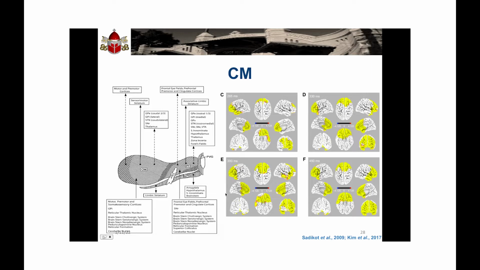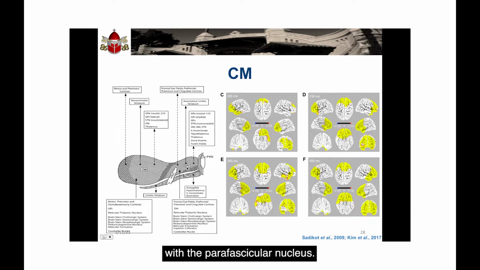The CM is actually a complex with the parafascicular nucleus. It is located more lateral and is related to sensory motor functions, while the parafascicular nucleus is related to associative and limbic functions. On the right, we may appreciate the areas of cortical involvement after CM stimulation, and we can see that the main areas are the ones related to sensory motor functions.